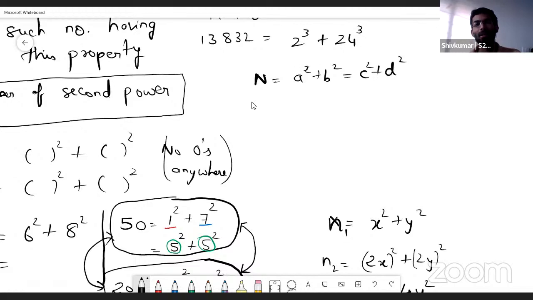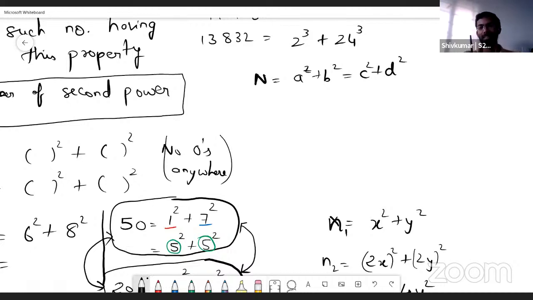and also c square plus d square. Now if you say a square plus 2ab plus b square is equal to c square plus 2cd plus d square, but here it is not a plus b the whole square. This is a square plus b square, just a square plus b square.